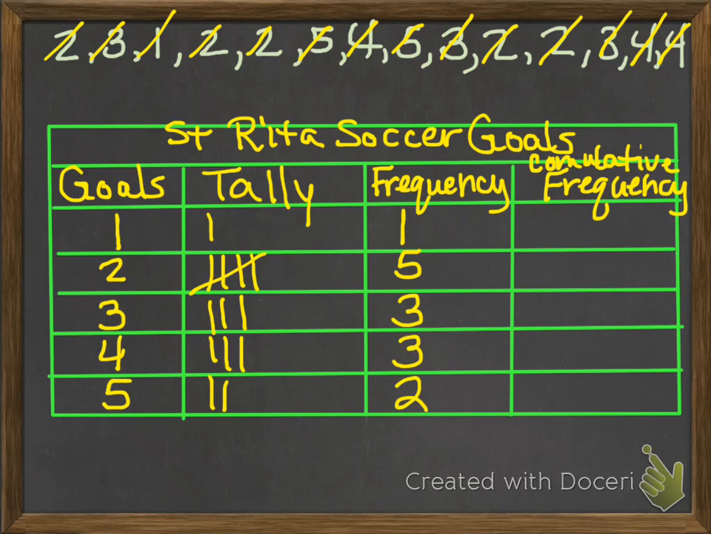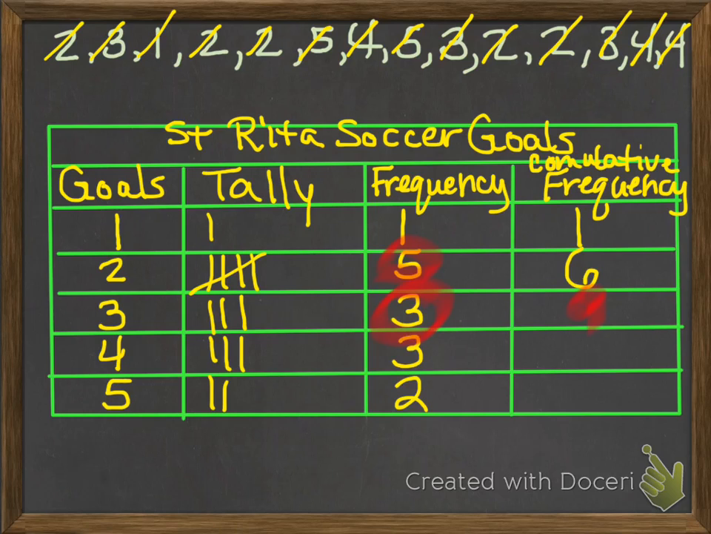So let me show you what I mean. On the first row, I just have a 1. On the second row, I'm going to take the 1 plus that 5 for a total of 6. I'm going to take that 6 plus my 3 for a total of 9.